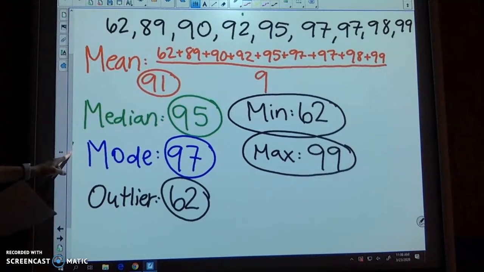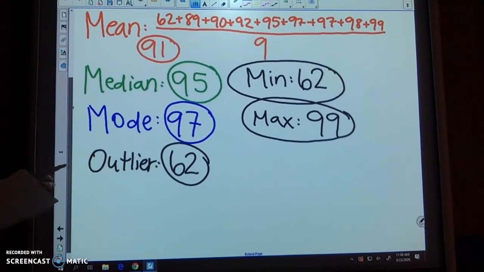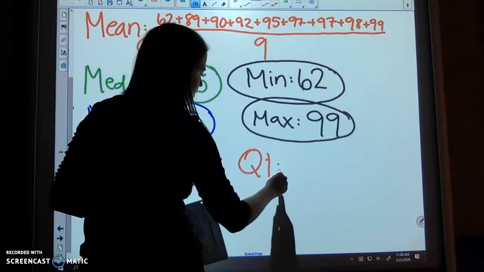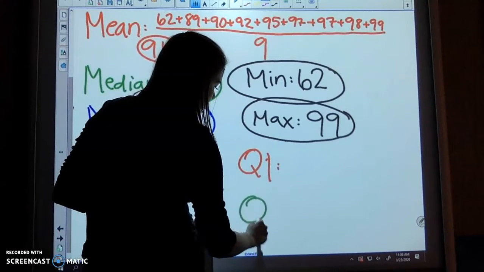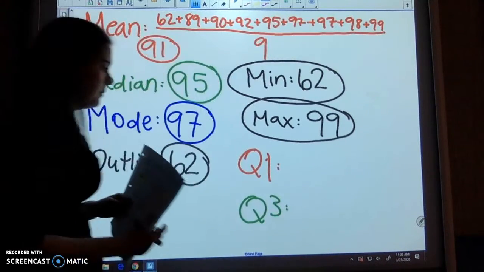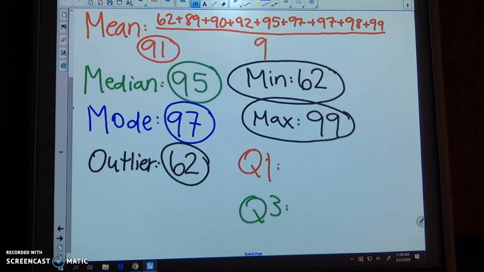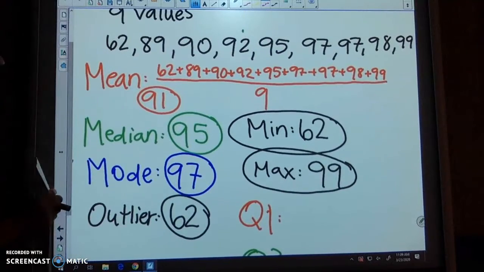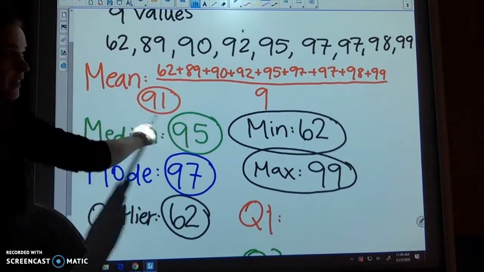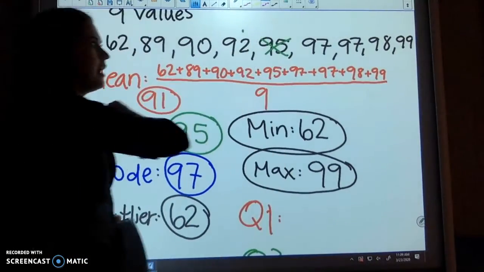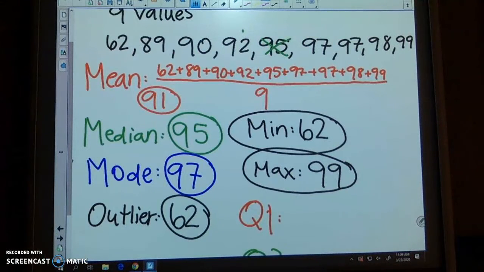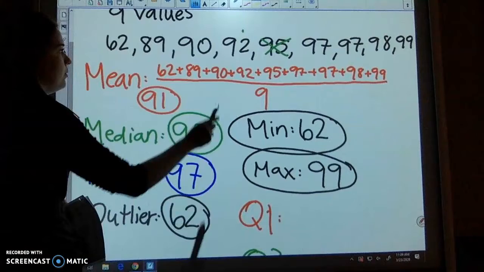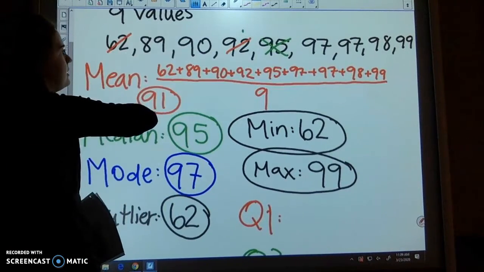Finally, we have to do our first and third quartile. These are important if you're going to make box and whisker plots. So I'm going to put quartile 1 and quartile 3. Okay, so looking at our data set again, we said 95 was our median. So I'm just going to cross out 95 so I know not to include it when I'm doing the quartiles. And then from there, we just do our crossing again. So we cross out 92, we cross out 62.